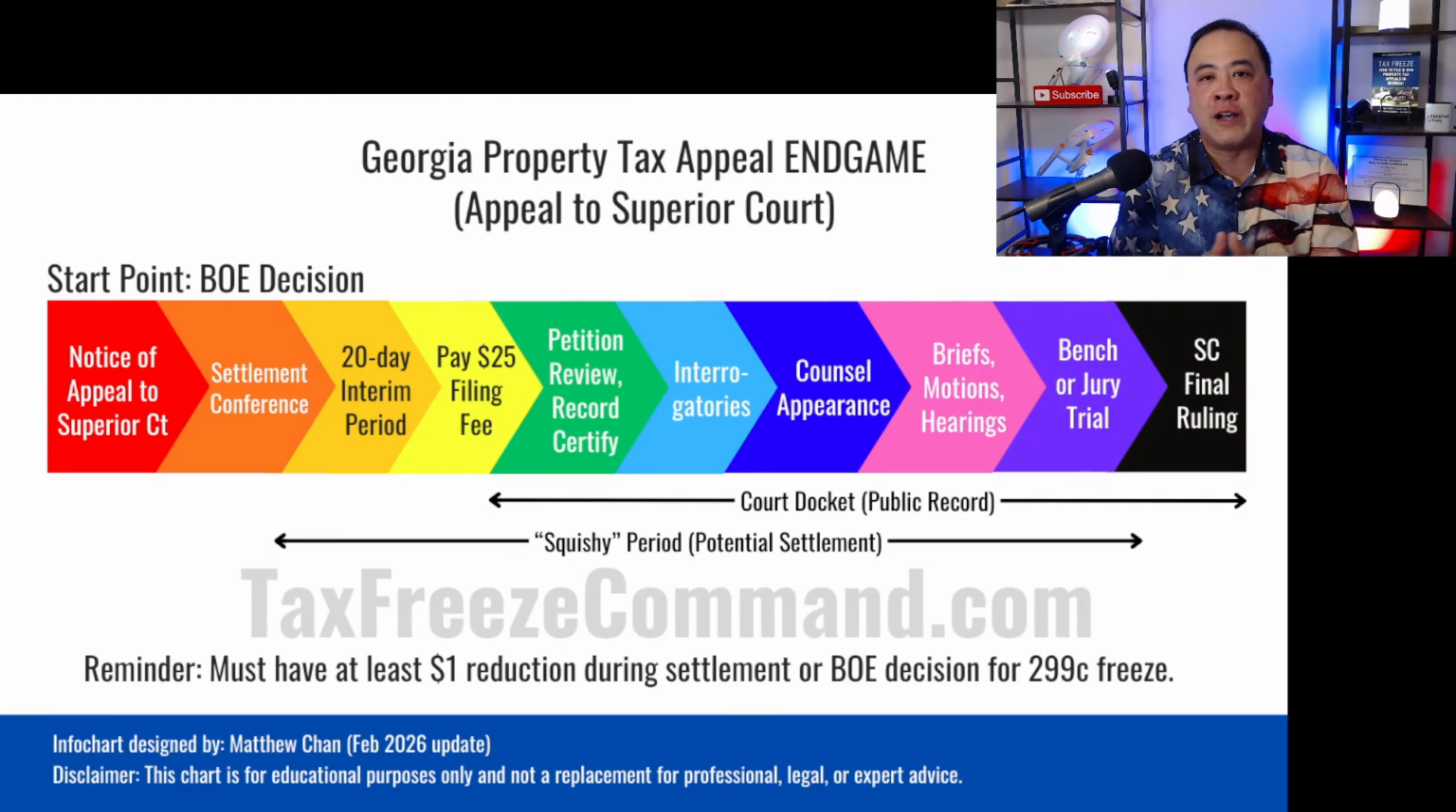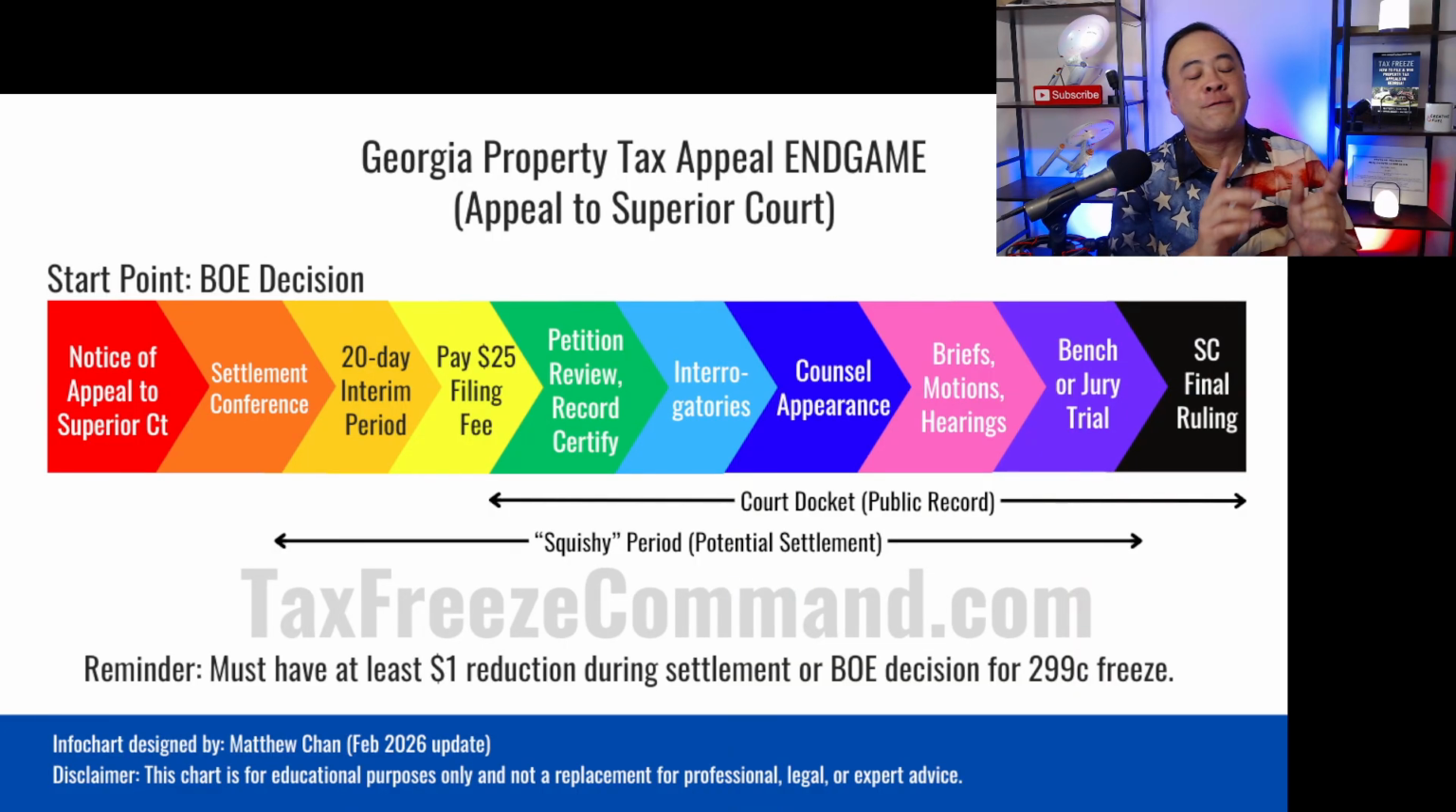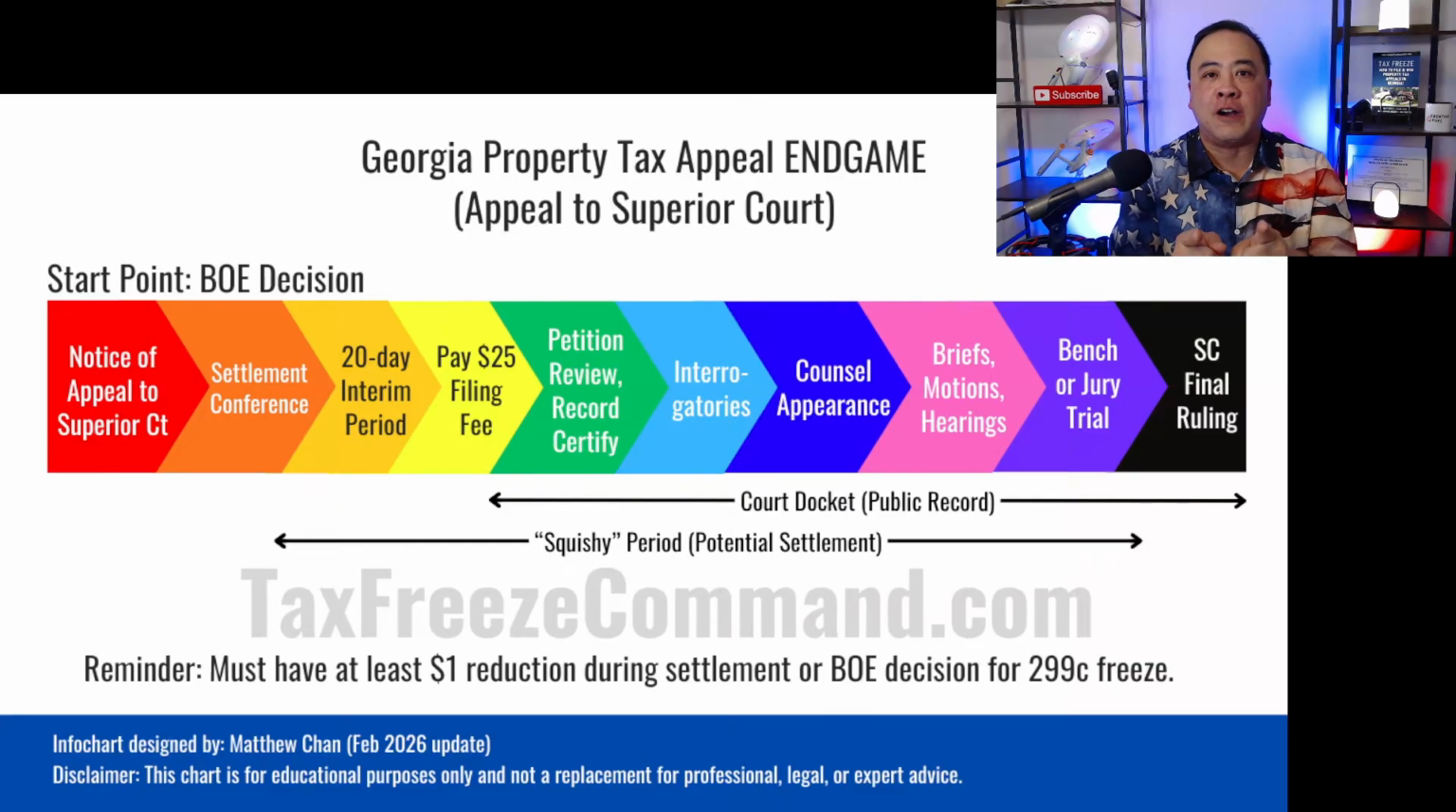From there, you get a court trial, is my understanding. You either have a bench trial or you have a jury trial. And from there, if you make it that far, and I will tell you, most appeals never get to the end where the Superior Court makes a final ruling. The vast majority of cases never make it to court, to the hearing, and getting a ruling. That's why you'll see on my chart, there is a squishy period, what I call a potential settlement period. You can settle this thing. Either party can potentially settle the appeal anywhere along this timeline.